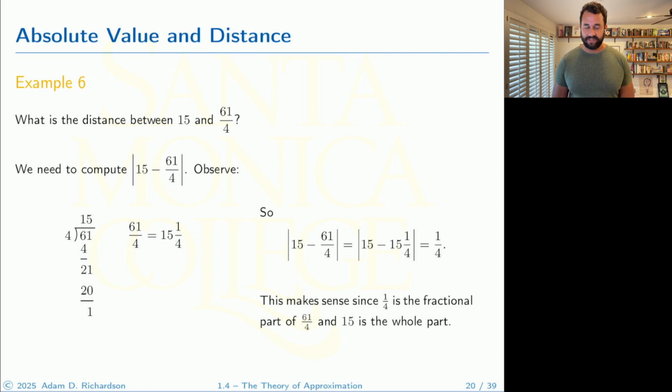And now this is really easy because we're finding the distance between 15 and 15 1/4. How far apart are those two numbers? They're a quarter of a unit apart. There we go. And that makes sense, right? Because 1/4 is the fractional part of 61 over 4, and 15 is the whole part, the integer part. So maybe this gives you a flavor of why we like this notion of distance and absolute value of a difference giving us the distance. We can see how far apart two numbers are. And when they're really close, we want to see how close they are. That's the moral of the story there.